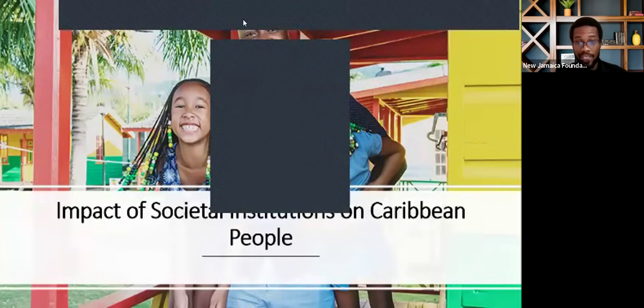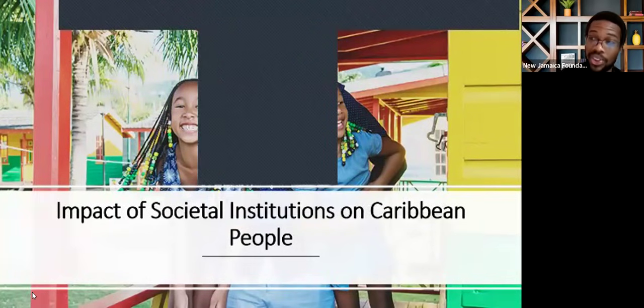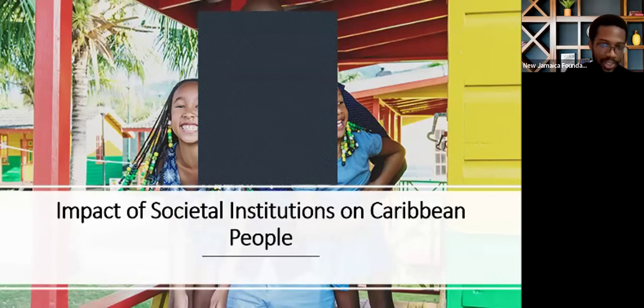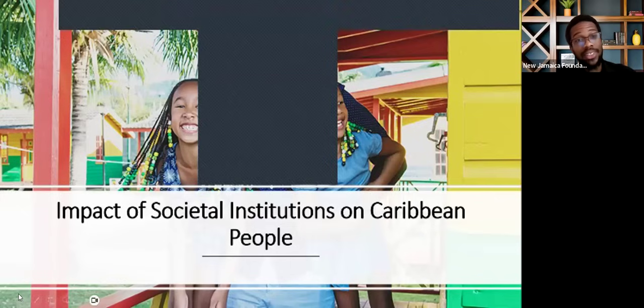In the impact of societal institutions on Caribbean people, I know earlier there was a question as to whether we should use sociological concepts in the essay. The next question we're going on to looks at the family, which is a topic that comes in sociology. So you can see how, to some extent, there are similarities, but also differences in how we approach these essays.